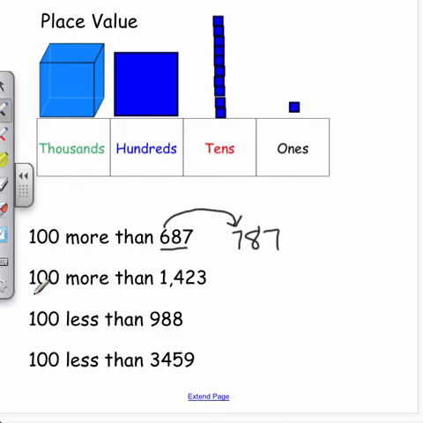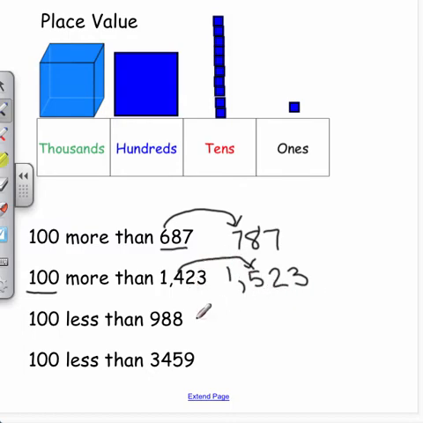Okay, now let's look at the next one. What is 100 more than 1,423? Again, I'm only talking about 100 more. So this number has 1,000. That 1,000 is going to stay the same. And I'm going to increase this hundreds up by 1. So instead of 400, it's going to be 500. And my 2 and 3 are tens and ones. Those numbers are going to stay the same. So instead of 1,423, I now have 1,523.